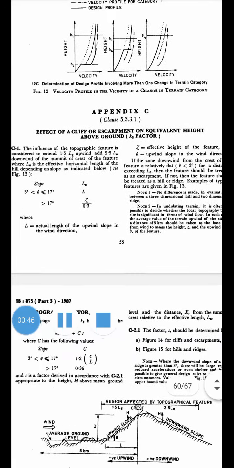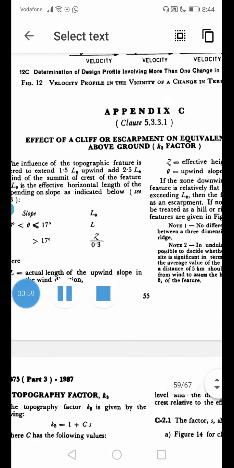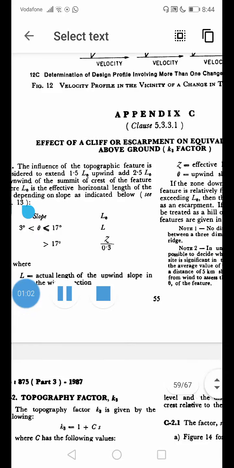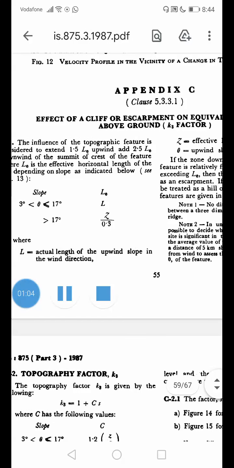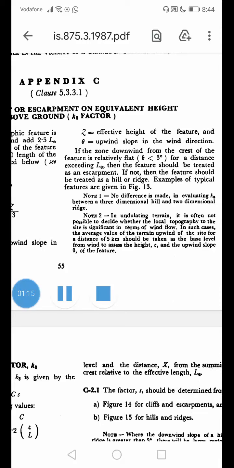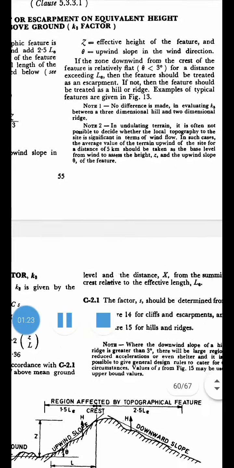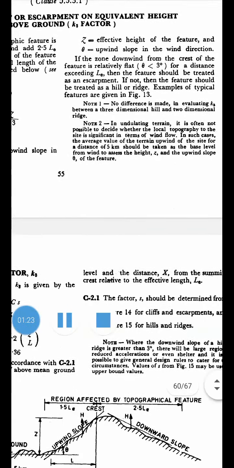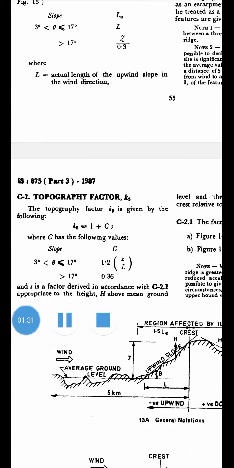Now, what is LE? LE actually refers to the effective length. And what is L? L is the actual length of the upwind slope in wind direction, and Z is the effective height of the feature. So Z refers to the height of the hill, and theta is the upwind slope in the wind direction. Actually, theta refers to the slope of that hill. Okay, so that is the meaning.